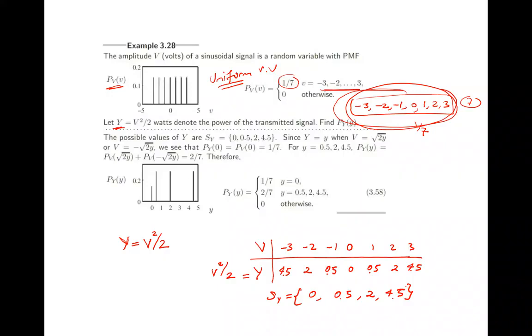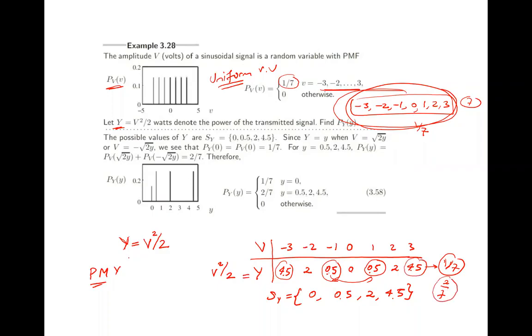Then I can construct my PMF, right? How? You see the probability of 0.5. Let's count the number here: 1, 2, 3, 4, 5, 6, 7. So the probability should be 1 over 7 for each. But since I have two 0.5s, that's going to be 2 over 7. Since I got two 2s, the probability will be 2 over 7.